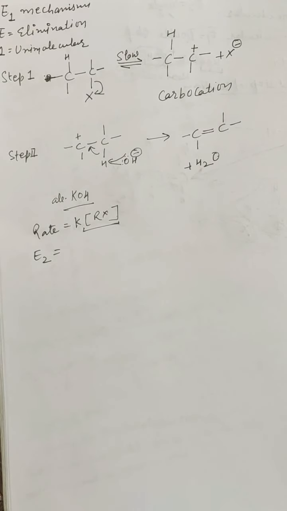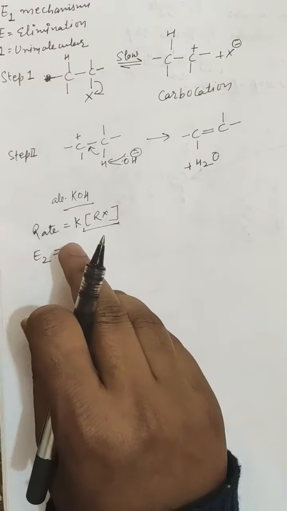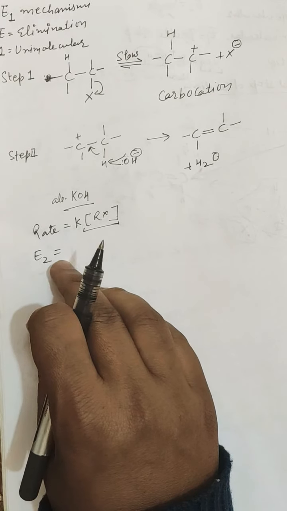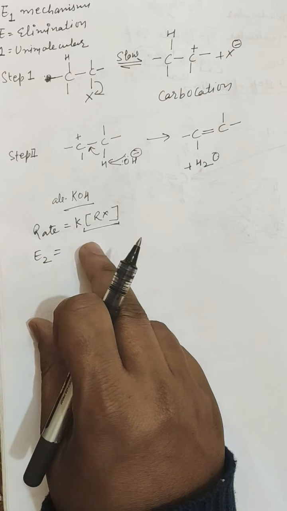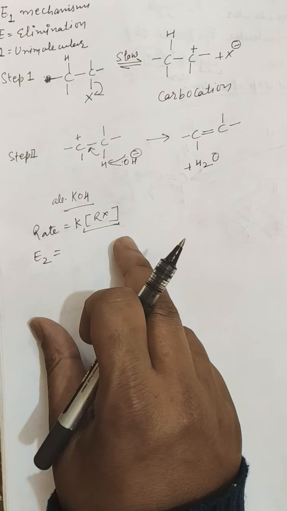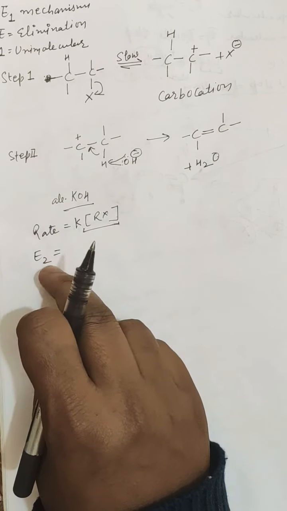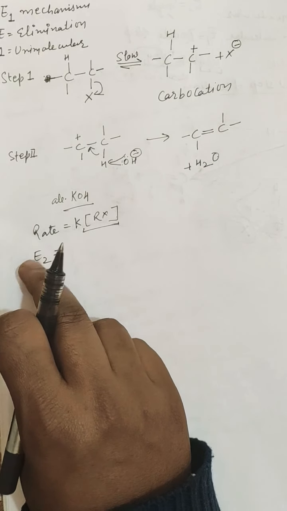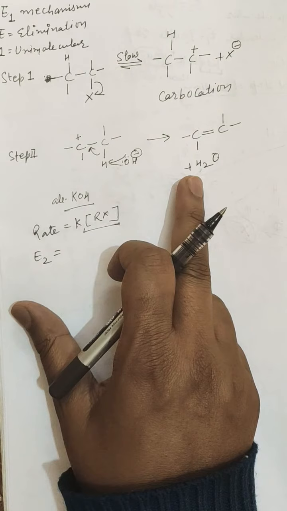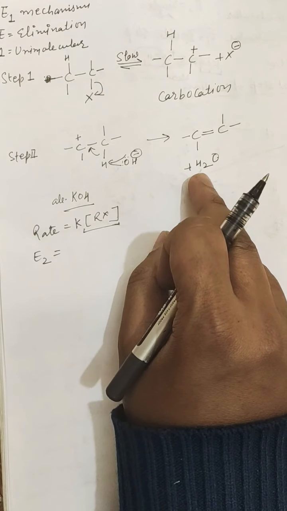That was called bimolecular because the rate of reaction depends upon two molecules, that is one molecule of alkyl halide and one molecule of base, that is the hydroxyl anion. So that was called the bimolecular elimination reaction, and both E1 and E2 are called elimination reactions because there is the loss of a molecule, here a molecule of water.